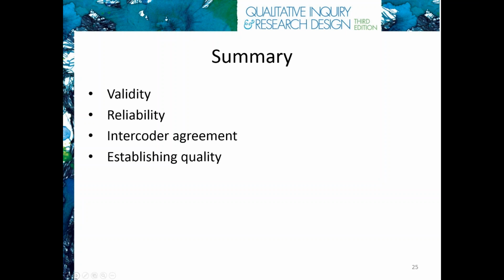And then there's this one point here on intercoder agreement. That is a strong consideration to make your qualitative design more robust, by having multiple coders. So if you could do that in your research design, that would increase the validity and reliability of your results if you have multiple coders. So these are just some of the highlights from the chapter, and this ends this recording.